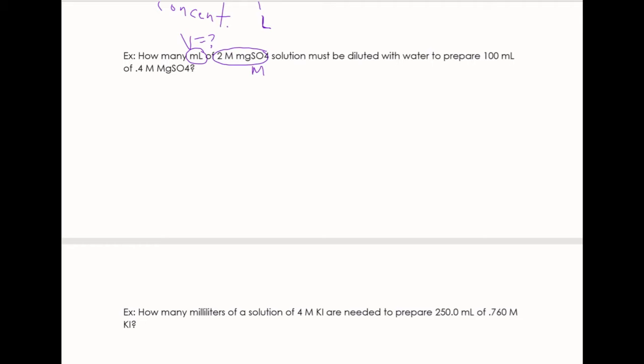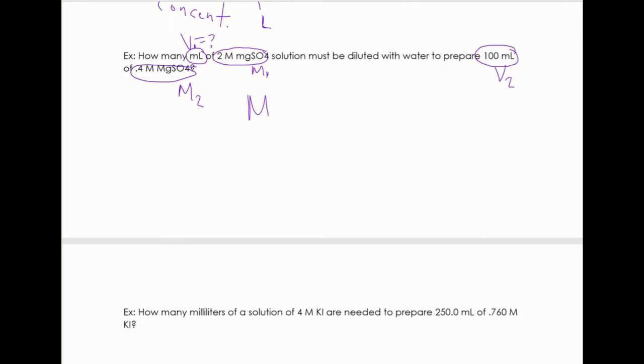And it says this must be diluted. Okay, so that means that these are going to be M1 and V1. Okay, so that is what you're starting with, what's being diluted. Okay, and then over here it says that we have 100 milliliters, that's going to be our V2, of 0.4 molar MgSO4, so that's M2. Another reason you can tell too is that this is 0.4, so that must be what is diluted because it is less than the original 2 molar concentration. So that's another way you can tell that that's going to be the V2 there.